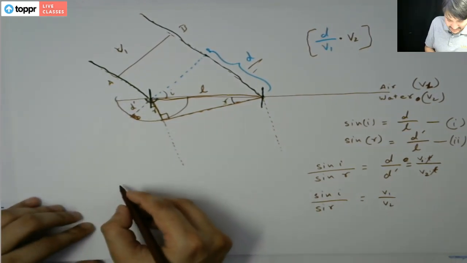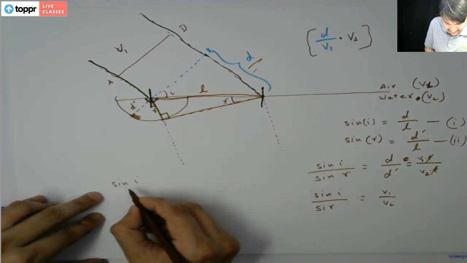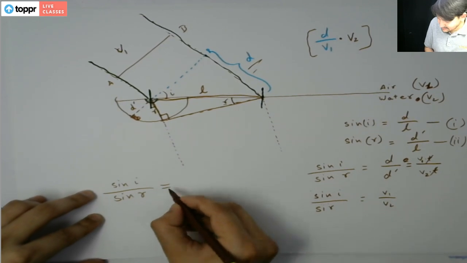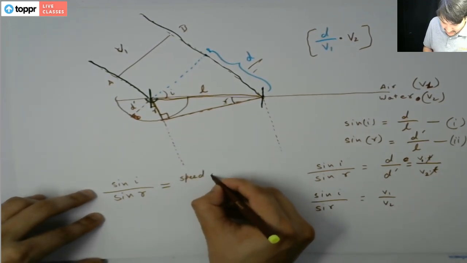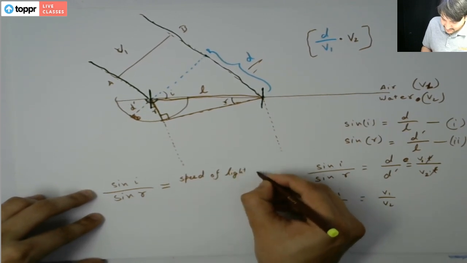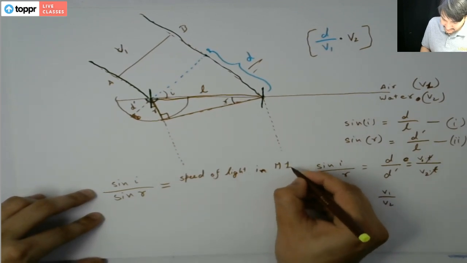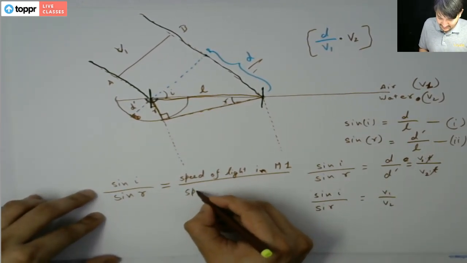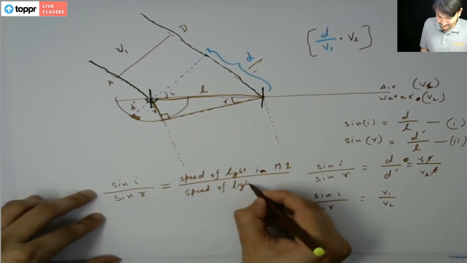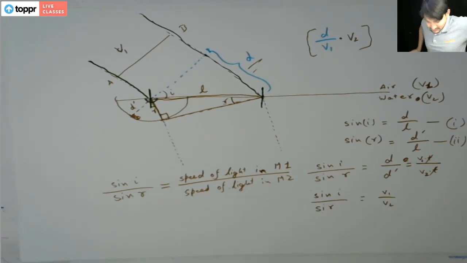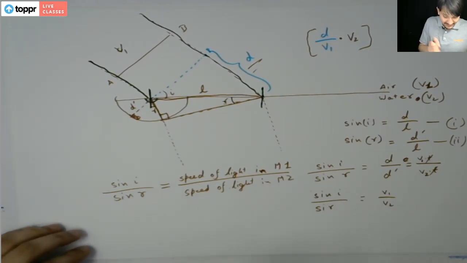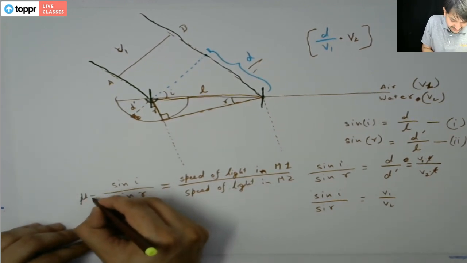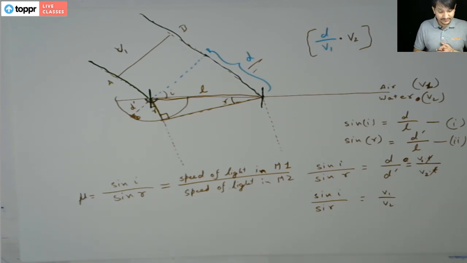Or simply we can say sine i by sine r is equal to the speed of light in medium 1 divided by the speed of light in medium 2. Is this what Snell's law says? Didn't we discuss this? That mu is nothing but the ratio of the speeds of light in the media through which the light is passing. So this is how Huygens principle can explain reflection and refraction.